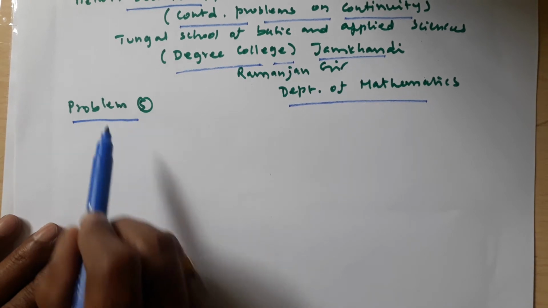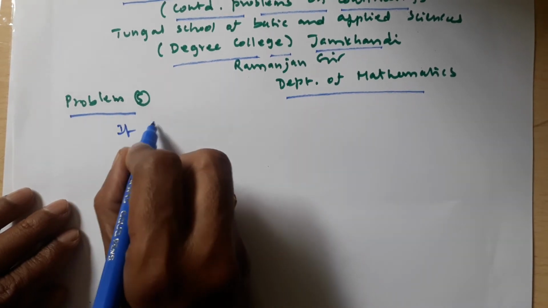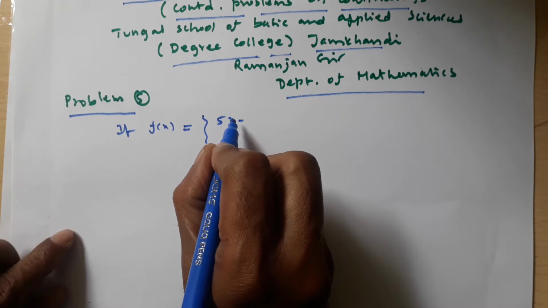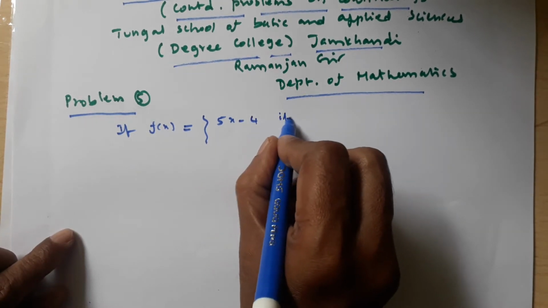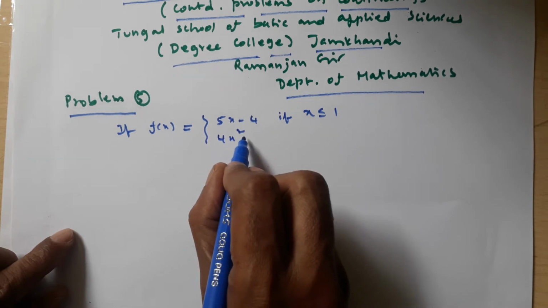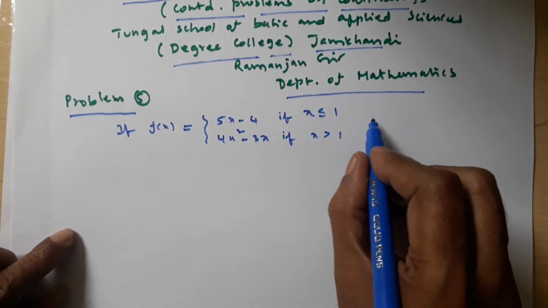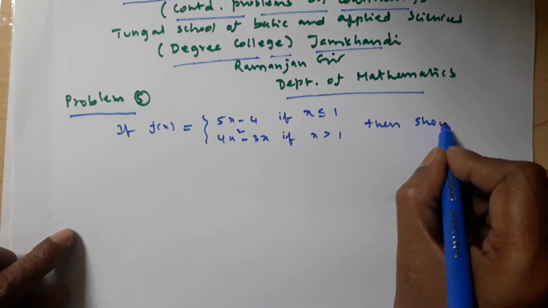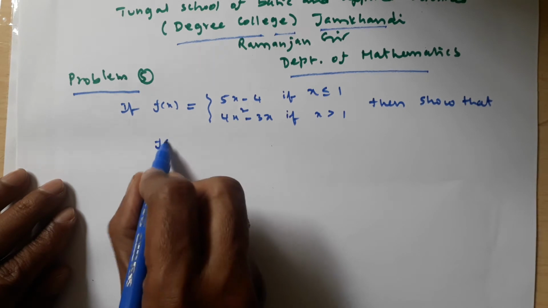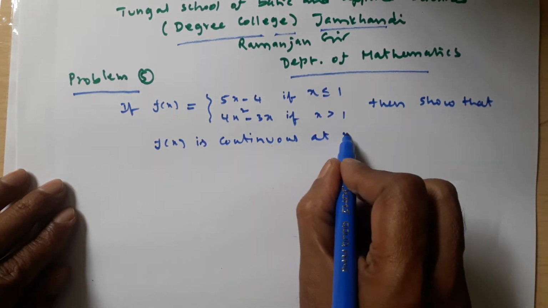So let us see problem 15 on continuity. If f of x is equal to 5x minus 4 if x is less than or equal to 1, and 4x squared minus 3x if x is greater than 1, then show that f of x is continuous at x equals 1.